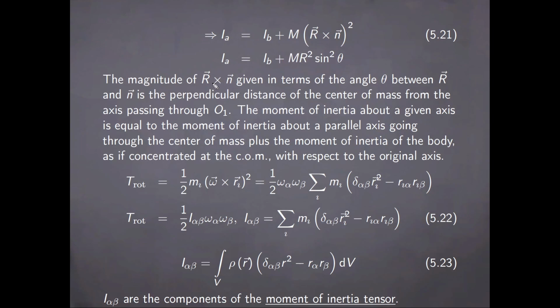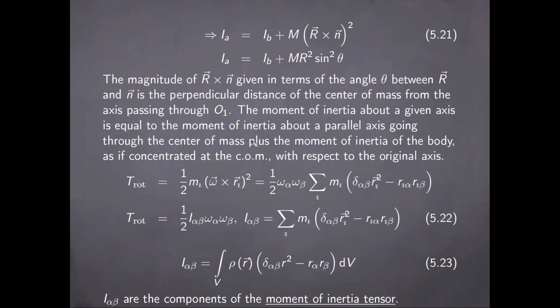So the magnitude of the cross product between the center of mass of the system and the axis of rotation is given in terms of the angle theta between r and n, and is the perpendicular distance of the center of mass from the axis passing through O1. So the moment of inertia about a given axis is equal to the moment of inertia about a parallel axis going through the center of mass plus the moment of inertia of the body as if concentrated at the center of mass with respect to the original axis.